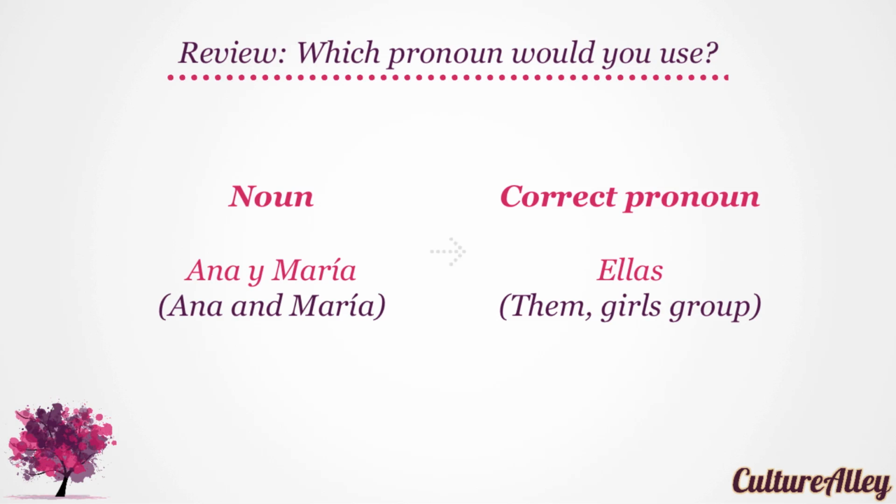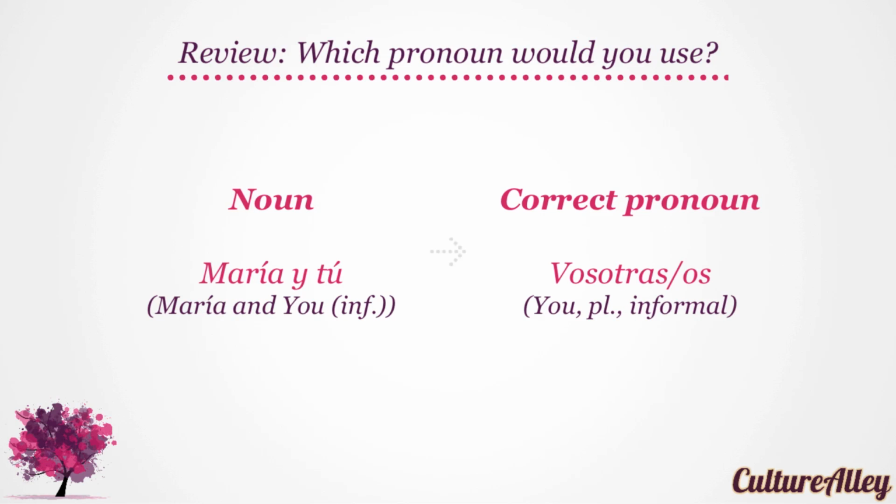Excellent. All right. Now, if we were to refer to Ana y María, which means Ana and María, we'd say ellas, which means they and refers to a girls' group. So which pronoun will you use for a girls' group? That's right. You will use ellas. And which pronoun will we use for María y tú, which translates to María and you? We will use vosotras or vosotros, which is the plural and informal form of you.